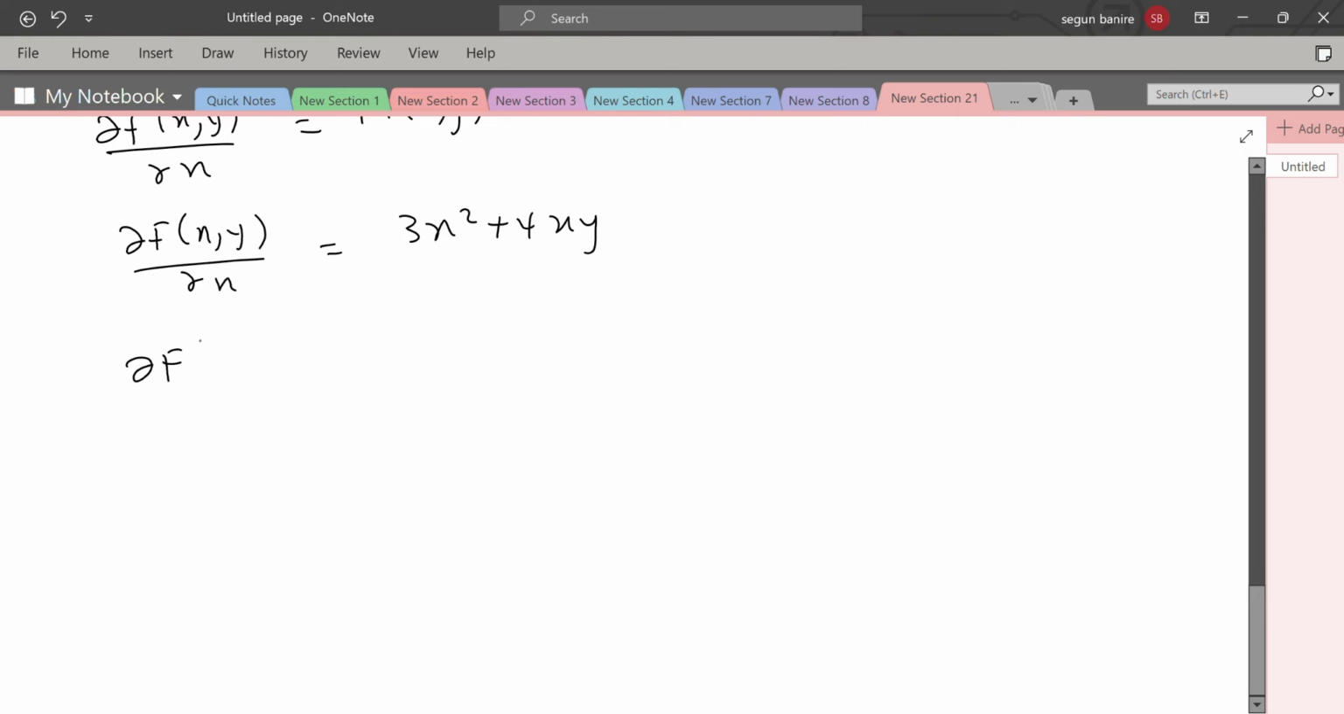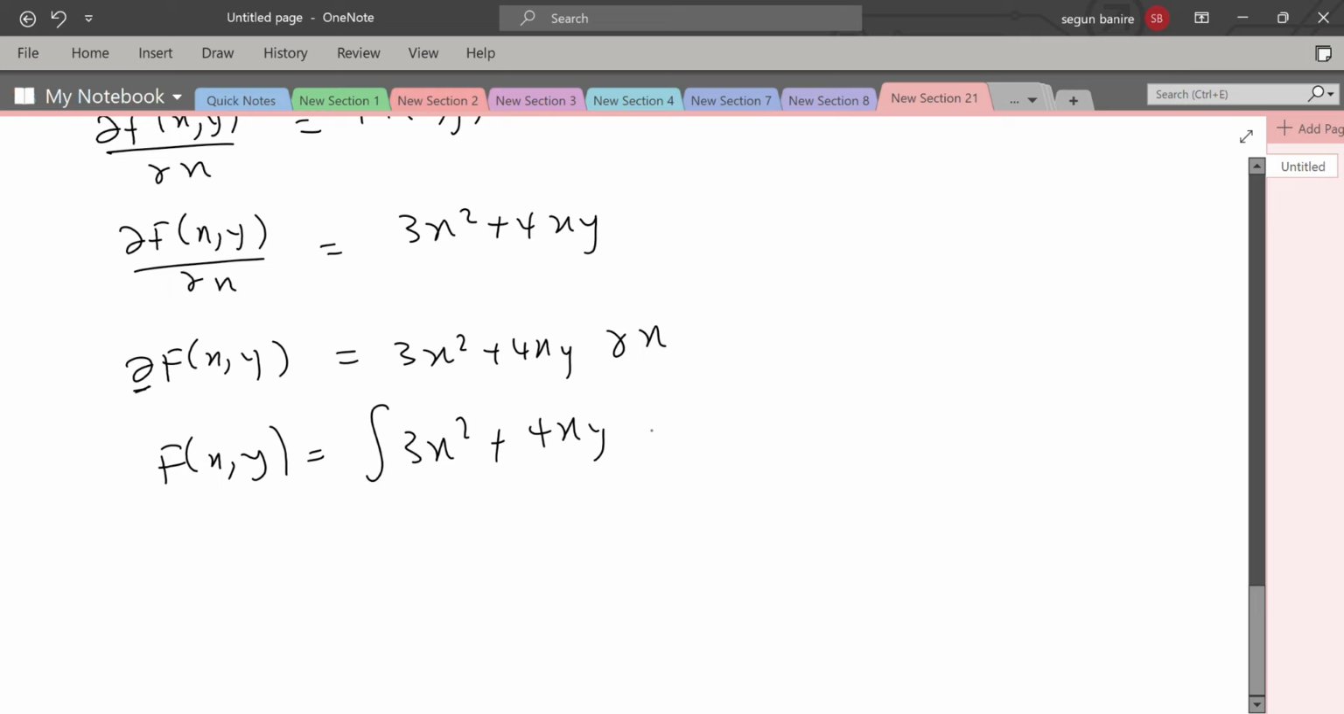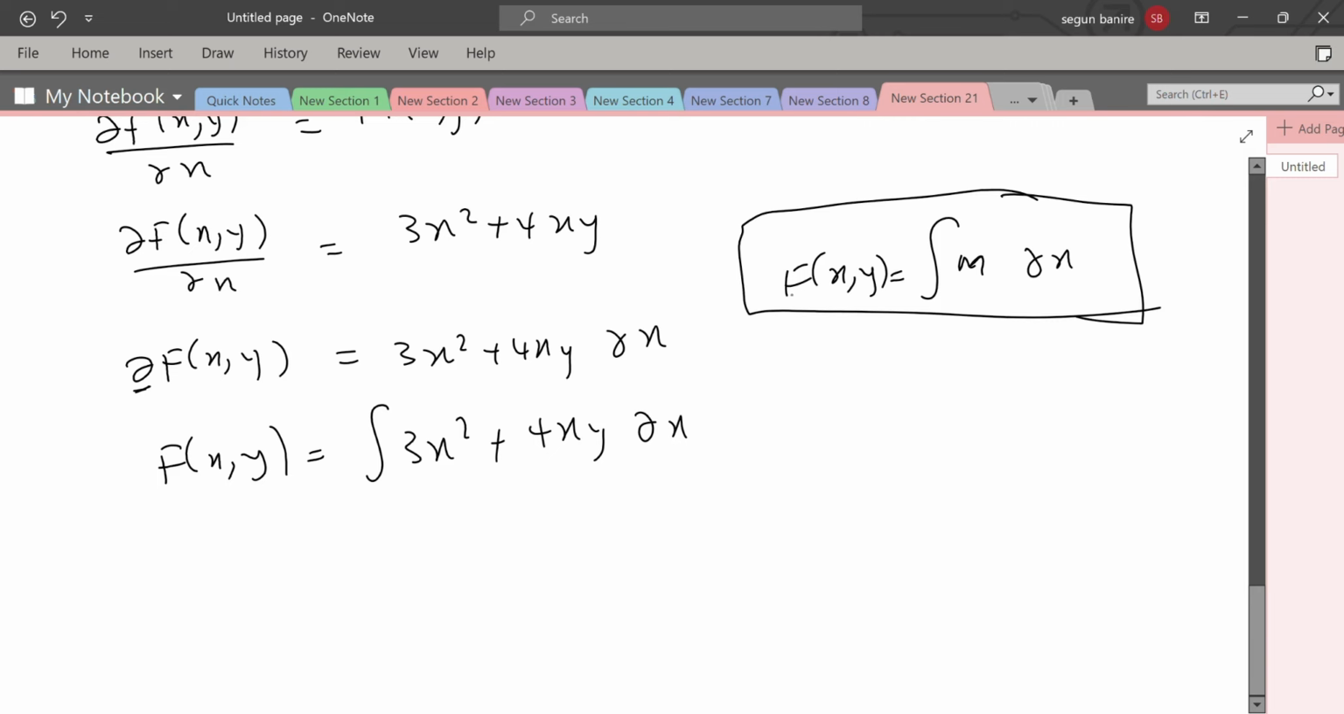What you will do next is you will make f of x comma y the integral of 3x squared plus 4xy dx. Now integrate both sides. If you integrate both sides, this d will leave. You will have f of x comma y equals the integral of 3x squared plus 4xy dx. So what do you observe? If you are looking for your f of x comma y, we just integrate our M with respect to x. So this is a formula that you should remember. This formula will give you the value of f.